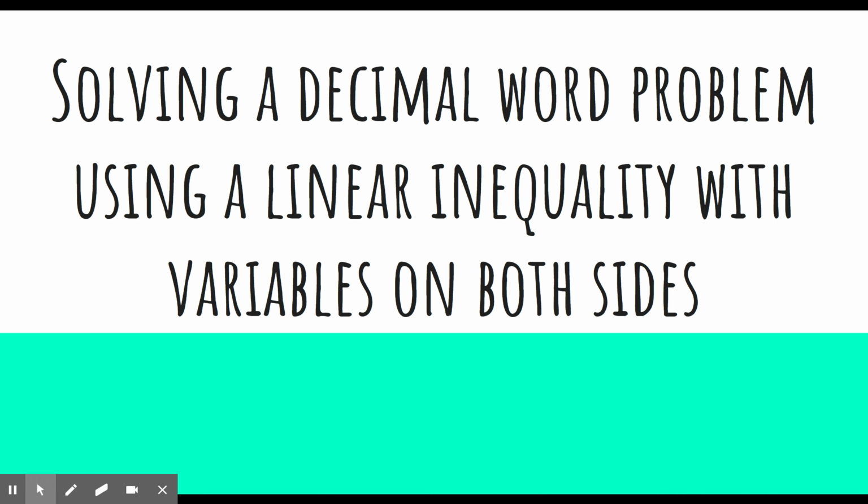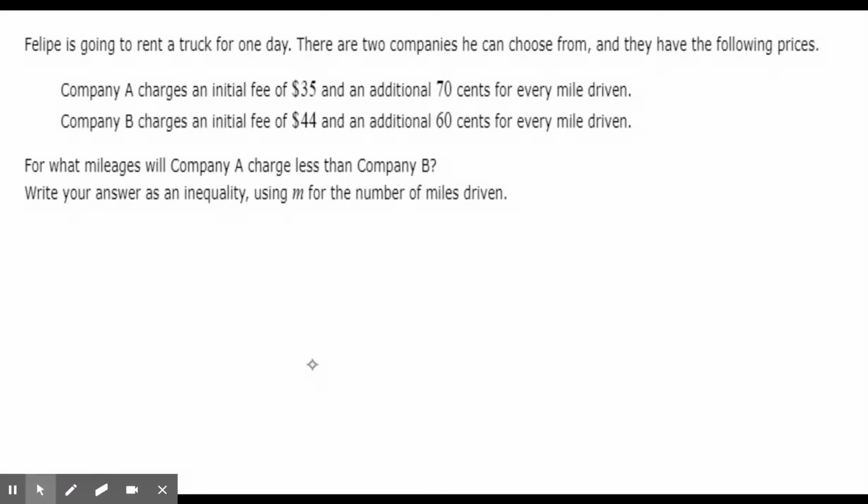All right, guys, we're going to dive into solving a decimal word problem using a linear inequality with variables on both sides. Let's go. Okay, so Philippe is going to rent a truck for one day. There are two companies he can choose from, and they have the following prices.